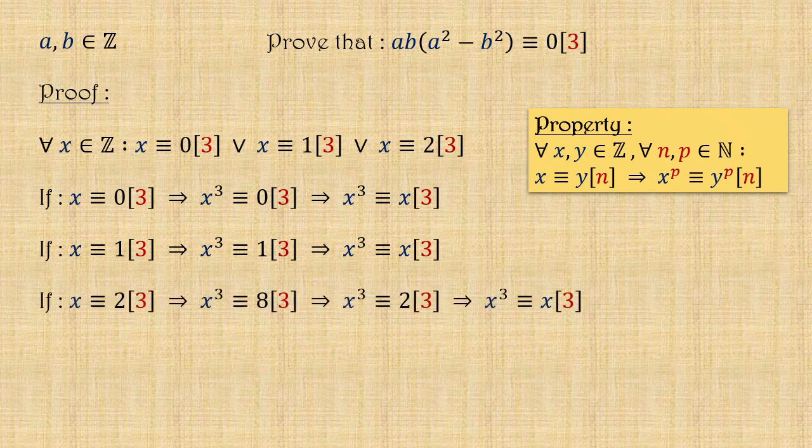And finally, in case x is congruent to 2 modulo 3, then x to the power of 3 would be congruent to 2 to the power of 3, which equals 8 modulo 3. And as 8 is congruent to 2 modulo 3, we deduce that in this case too, x to the power of 3 is congruent to x modulo 3. We therefore deduce that whatever the value of the integer number x, x to the power of 3 is congruent to x modulo 3.